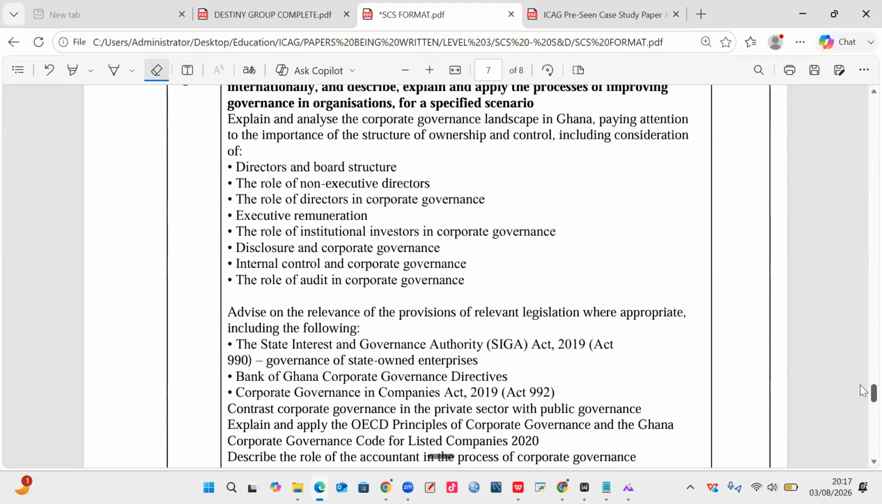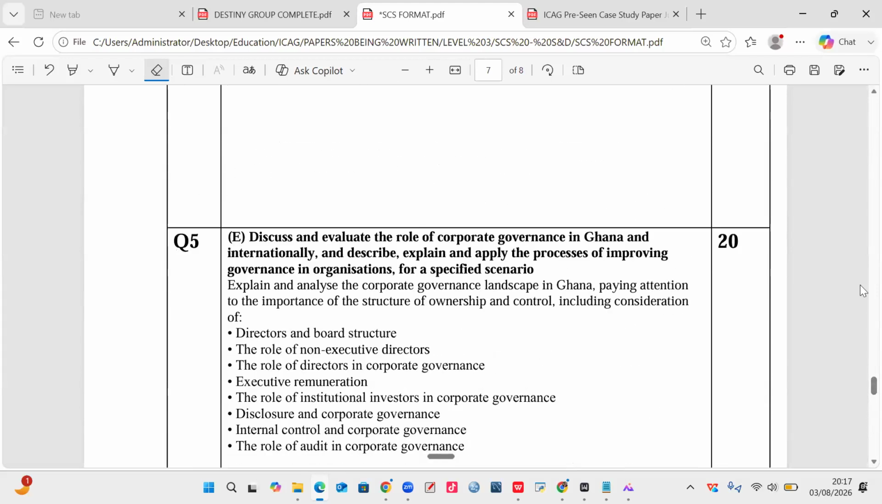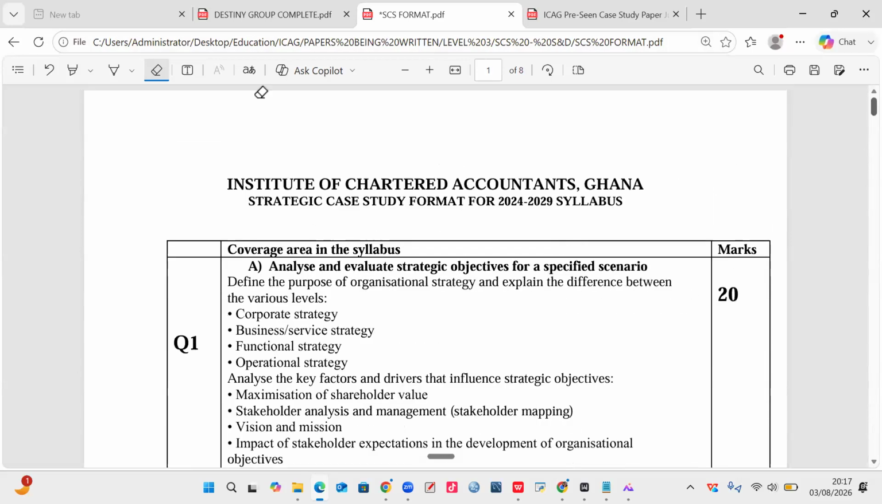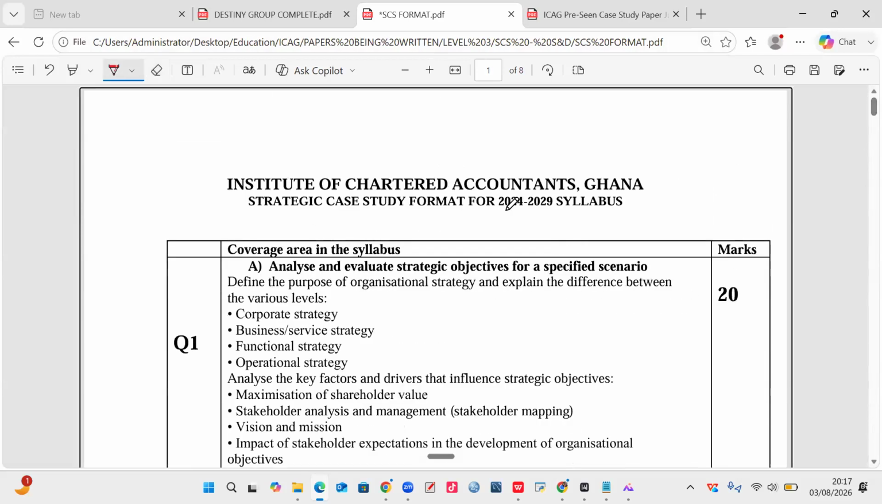So the questions, like we know, this syllabus here, which is 2024 to 2029, is 5 years. This is the format the institute is using. It started in 2024 and will expire in 2029. So in 2030, they'll bring in a new format for another 5 years.